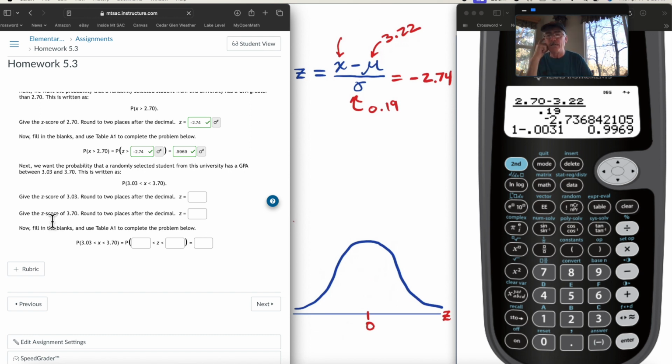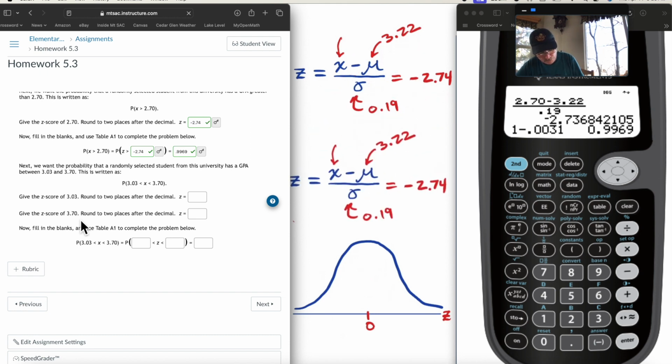Okay, so this one says we want the probability that a randomly selected student from this university has a GPA between 3.03 and 3.70. So it's written as the probability that 3.03 is less than the student's GPA is less than 3.70. So that GPA is in between those. So we need the two z-scores, one for 3.03 and the other for 3.70. So I'm going to duplicate my formula for the z-score here. So I can do two z-scores.